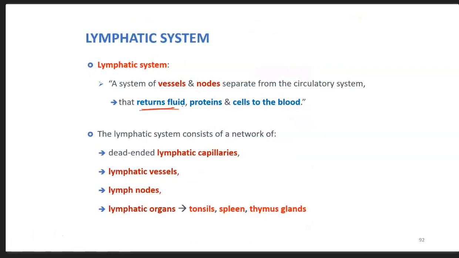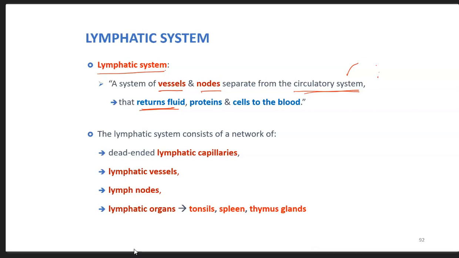It returns fluid also. So what is the lymphatic system? It is a system of vessels and nodes separate from the circulatory system. The circulatory system, we look specifically at the heart, blood and blood vessels. But the lymphatic system also has its fluid. The fluid is not blood, but we call it the lymph. And then the lymphatic system also has lymphatic vessels and lymphatic nodes.